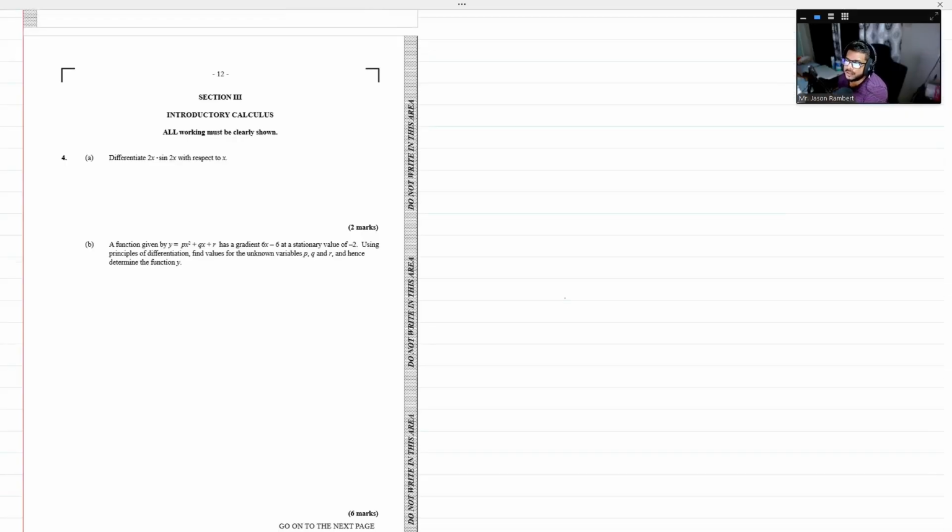Differentiate 2x sine 2x with respect to x. So first, let y be 2x sine 2x. This is of the form y is equal to u times v, where u is 2x and du dx is 2, and v is sine 2x. For dv dx, the sine changes to cosine, and I must multiply by the differential of the angle, which is 2.